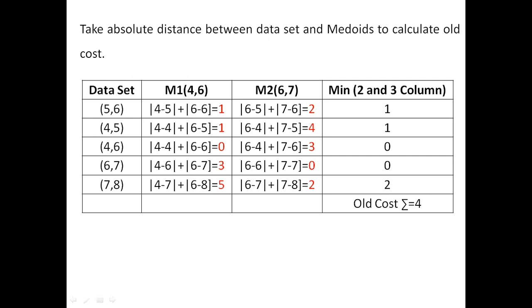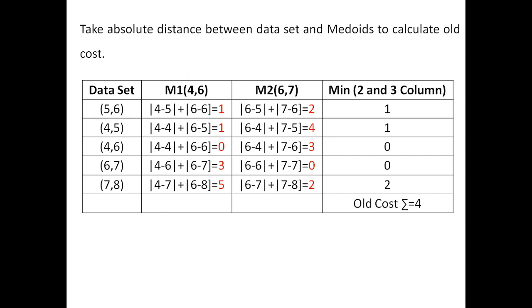In this way we are calculating the absolute distance from all data points to our Medoids, that is (4, 6) and (6, 7). In the final column of the table we pick the minimum value from these two columns. So for 1, 2 the minimum is 1; 1, 4 minimum is 1; 0, 3 minimum is 0; 3, 0 minimum is 0; and 5, 2 minimum is 2. By adding the total cost, we get the total value as 4, which is referred to as the old cost. Now our initial assumptions about the Medoids are (4, 6) and (6, 7), but they may or may not be a better choice.